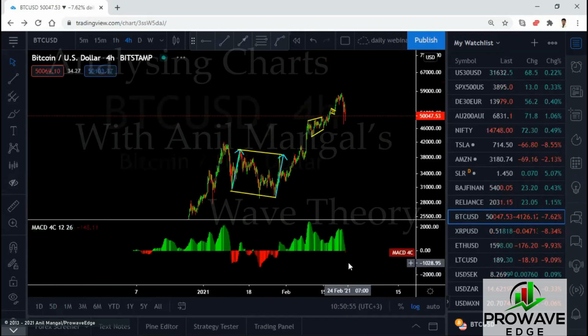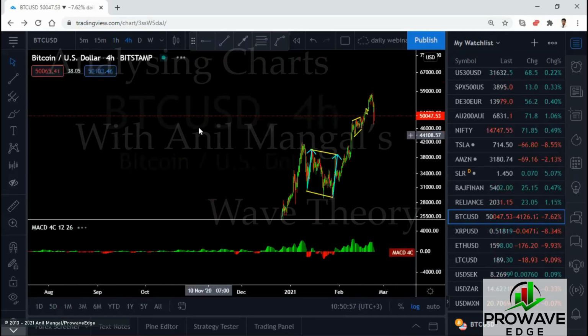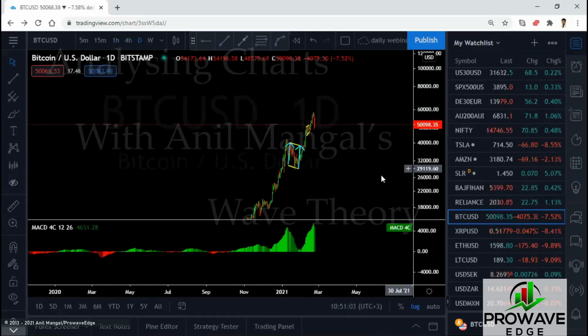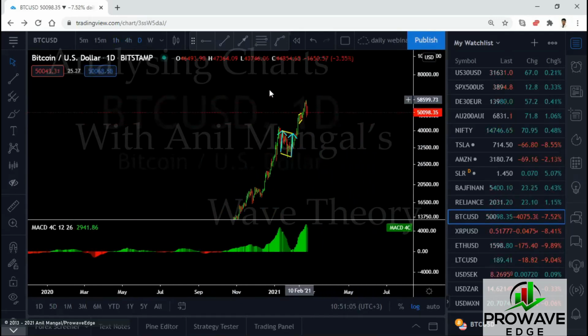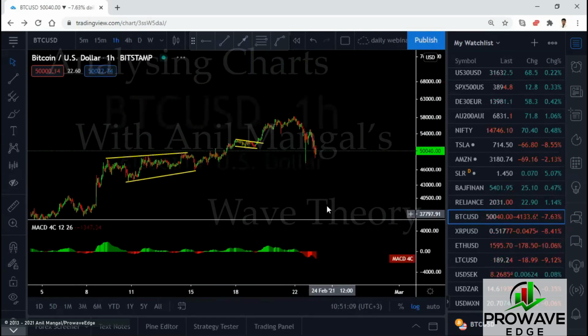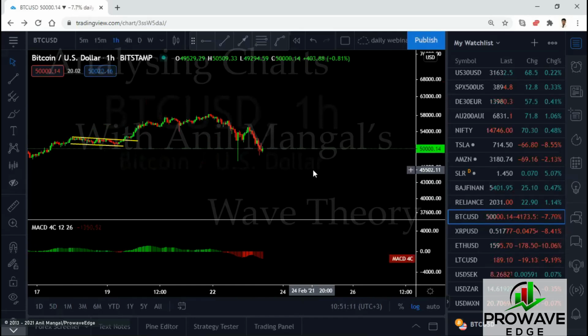Do we have divergence here? Let's see. No divergence on the daily. No divergence on the 4-hour. It's probably just a deep correction, then more upside. So be careful. Watch the corrections. Right now, you don't have a trade.